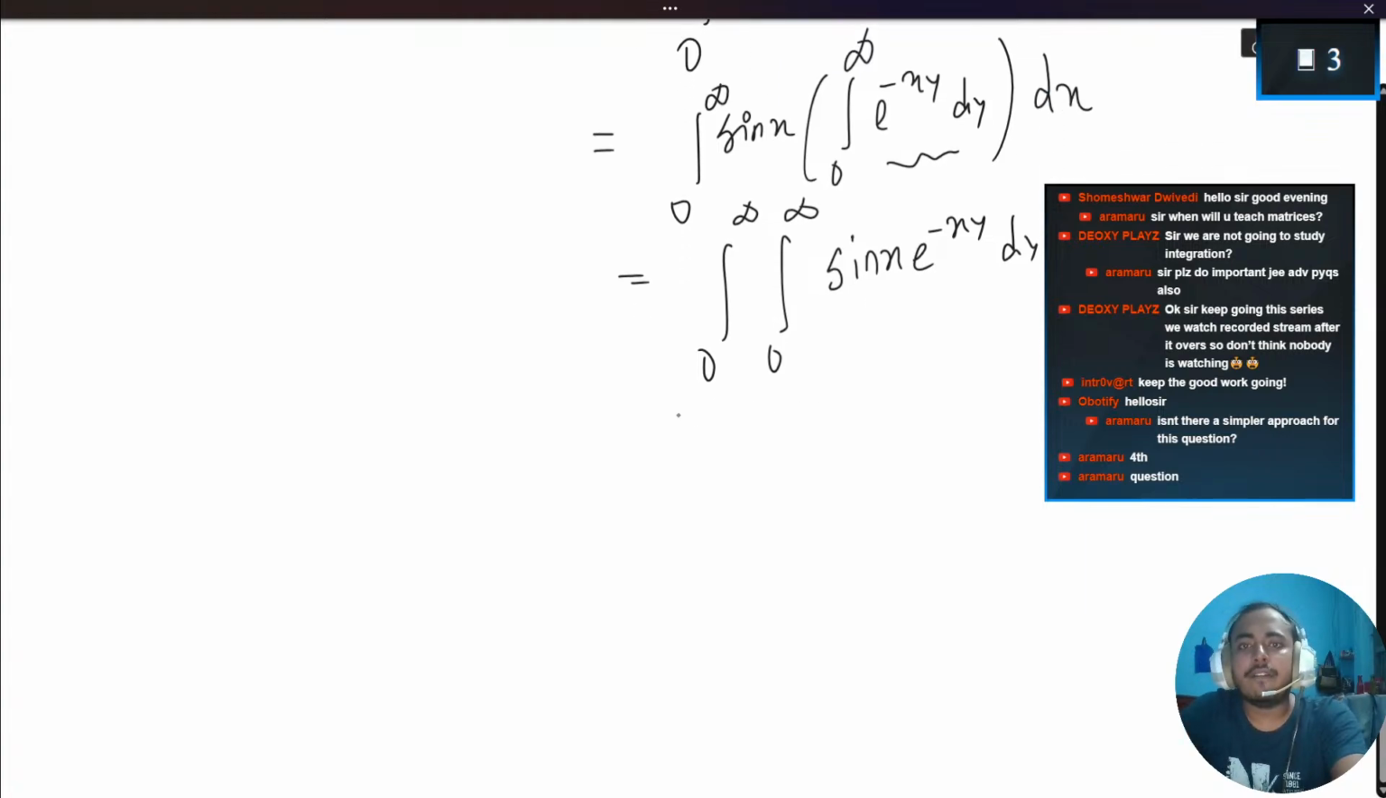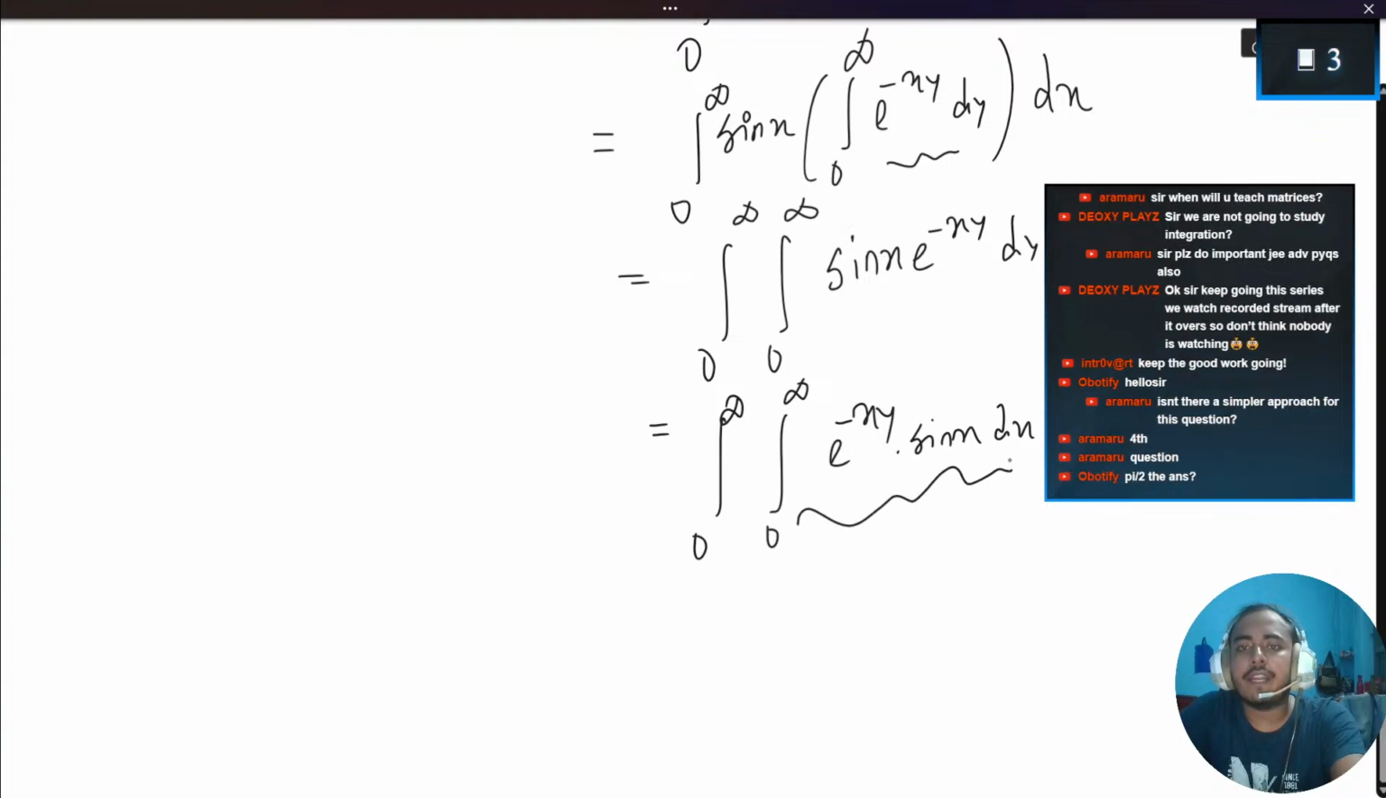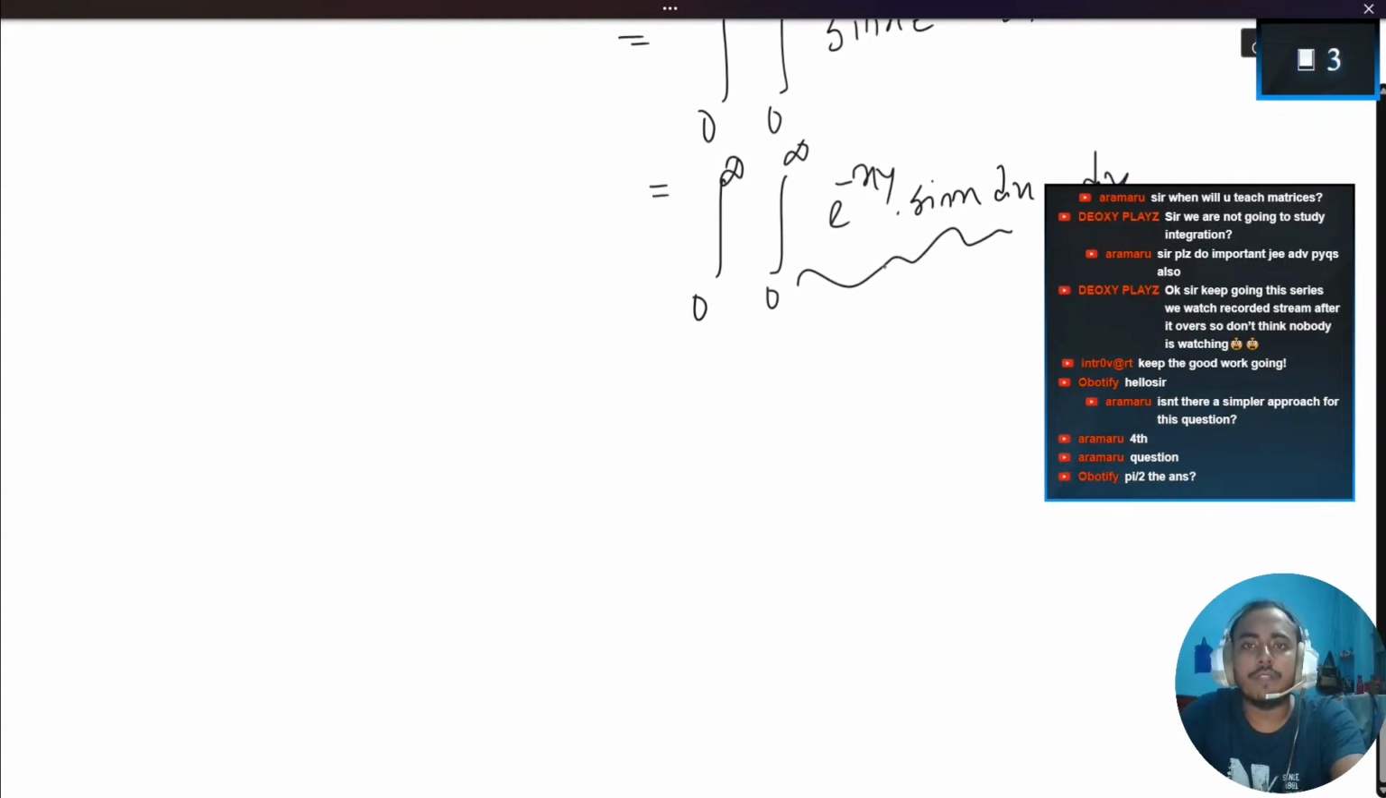Once we get that, we can write this as 0 to infinity, 0 to infinity, e to the power minus xy into sin x dx and dy outside. So we are first going to do the x integration, and you just saw how we do this integration, where right now y is acting as a constant inside. Once you do that, you will get 1 by 1 plus y square dy, and this is nothing but tan inverse of y.